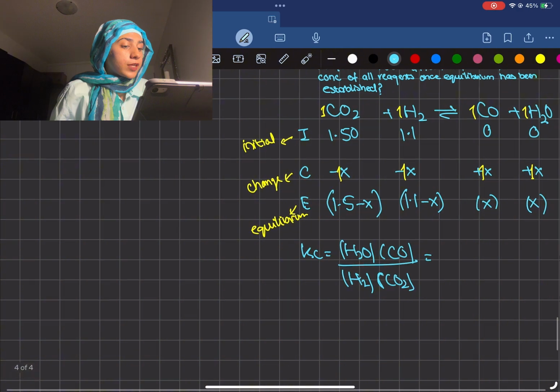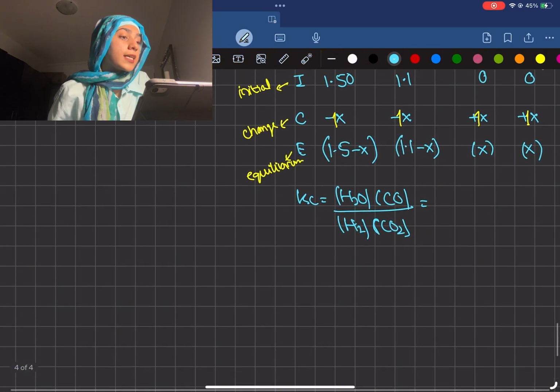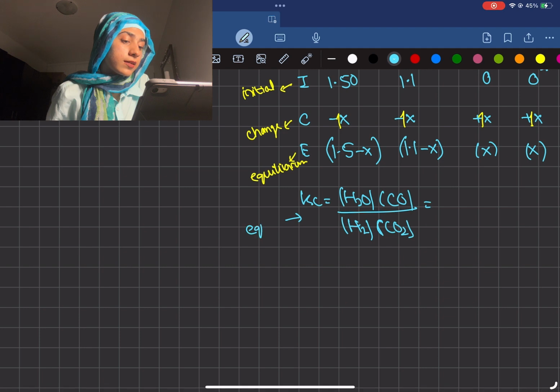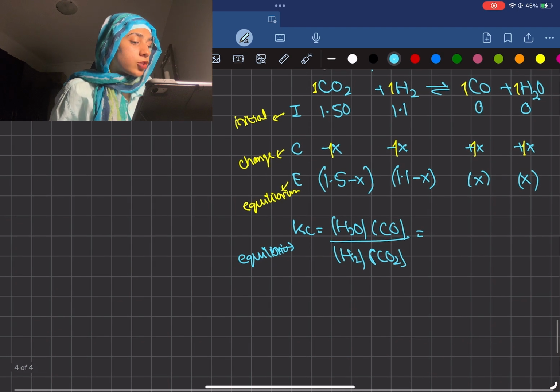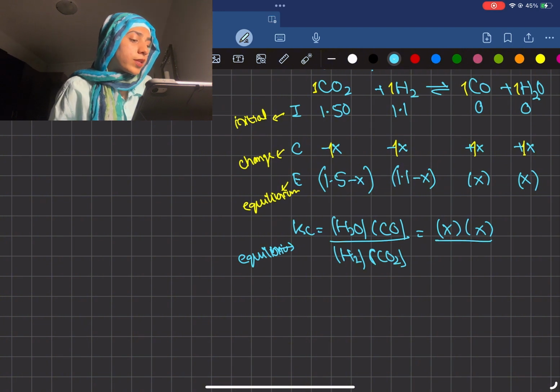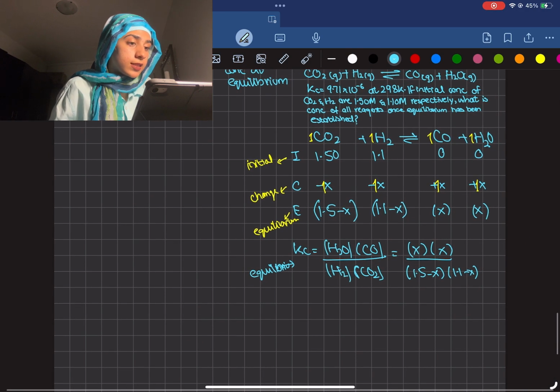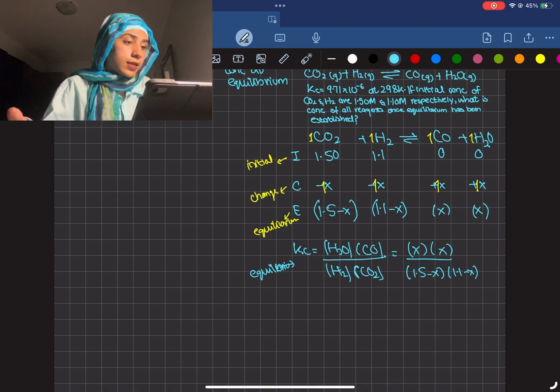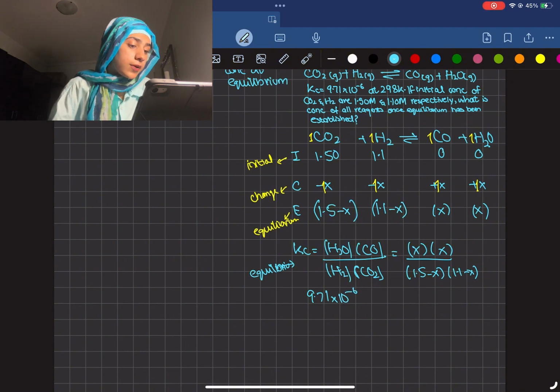So over here for Kc, I need to write the equilibrium values. So what do I have for equilibrium using my ICE table? For my H2O and CO, I got x times x, which is also x squared, but let's just go with it for now. And I have 1.5 minus x and 1.1 minus x. I have my Kc value, which is 9.71 times 10 raised to the power negative 6. Now I could write it as this and solve for x.